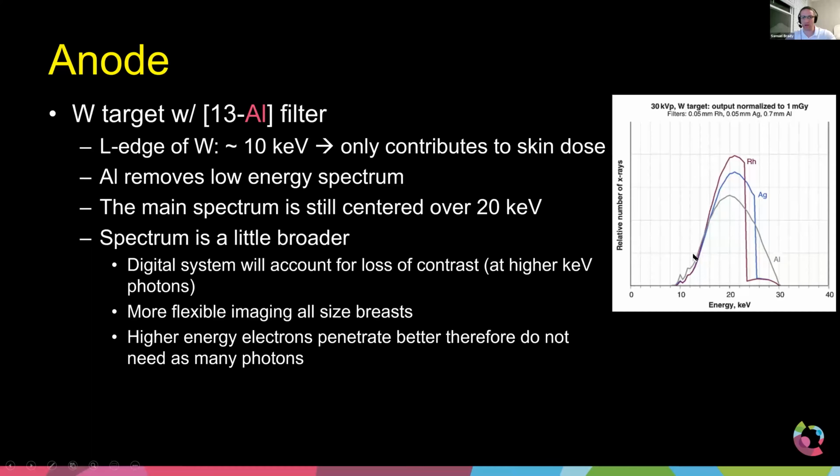But the aluminum is actually the widest spectrum here. And this broader spectrum is actually good for digital systems, because the digital systems will take care of the loss of contrast from including these higher kVs, but it gives you more flexibility to image thinner or thicker breasts. You don't have to worry about changing different filter options as much if you're using a tungsten-aluminum combination, because you have these higher energy photons here for denser breasts. Now, you will get penalized if you have a really thin breast or a fatty breast, but that penalty is largely overcome by using the digital system that will correct for that contrast.